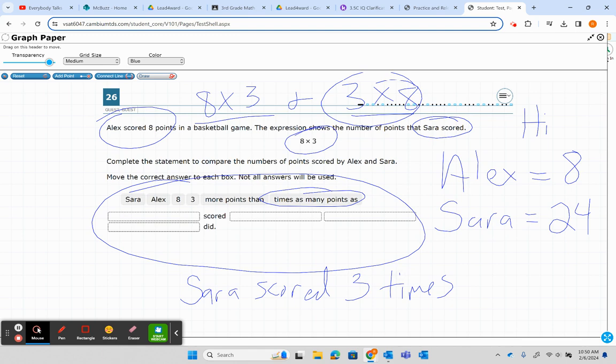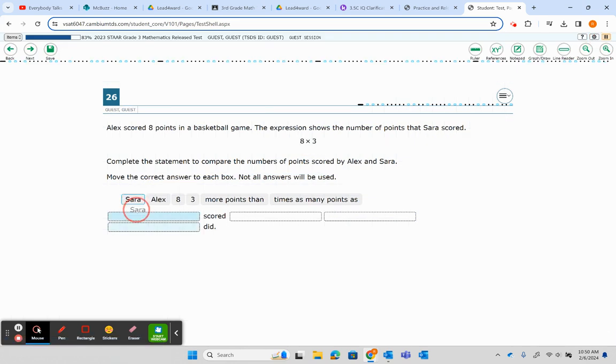3 times Alex, because that's really what happened. So Sarah scored 3 times Alex. Let's put that over here: Sarah scored 3 times as many points as Alex did. That's what we need third graders to do. Isn't that crazy? But that's what the state is asking us to teach our kids, to think that way. Alex scored 8 points. Sarah scored 8 times 3, so Sarah scored 24. She scored 3 times as many points as Alex, because 8 times 3 is 24.